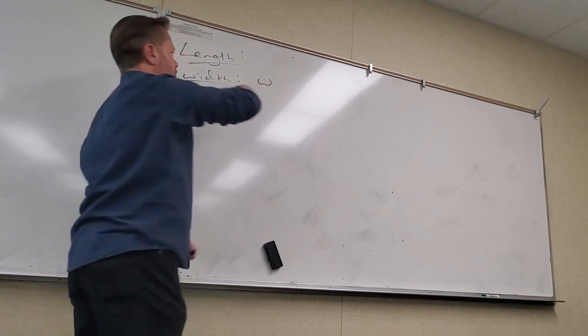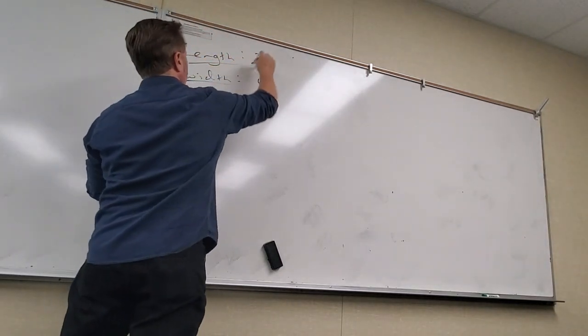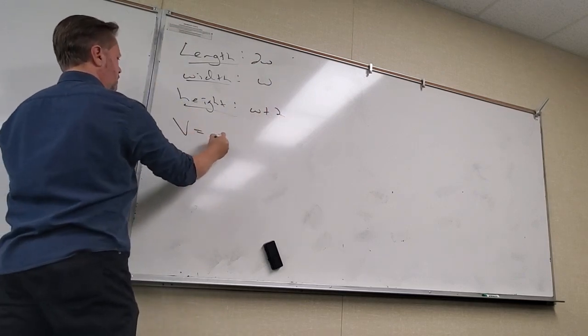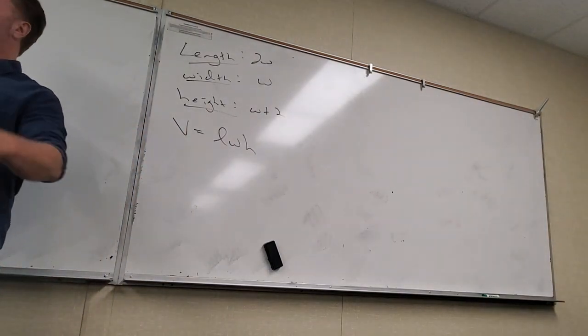And we call the width W. So the length was 2W, and the height was W plus 2. And I know that the volume is length times width times height. And I just plug it in. Dude, what was the volume?